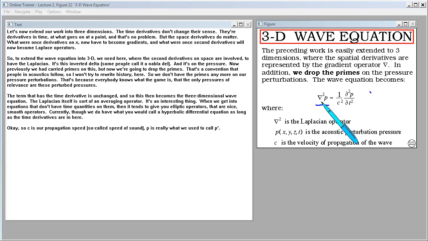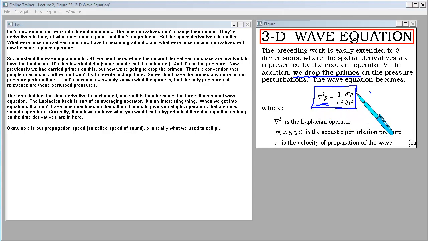It's this inverted delta, some people call it a nabla or del, and it's on the pressure. Now previously we had carried primes on this, but now we're going to drop the primes. That's a convention that people in acoustics follow, so I won't try to rewrite history here. So we don't have the primes anymore on our pressure perturbations. That's because everybody knows what the game is, that the only pressures of relevance are these perturbed pressures. The term that has a time derivative is unchanged, and so this becomes the 3-dimensional wave equation.